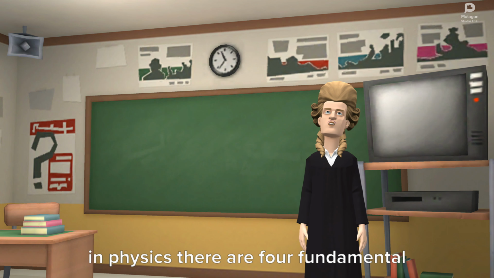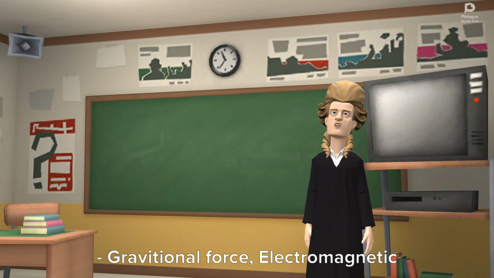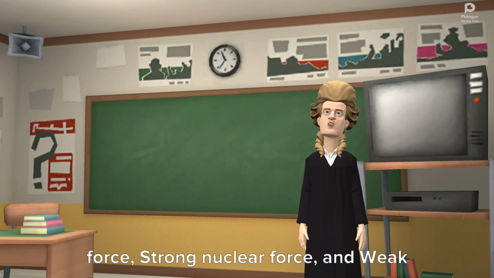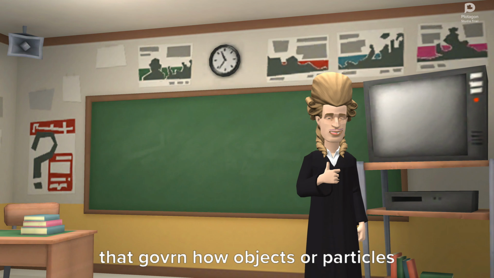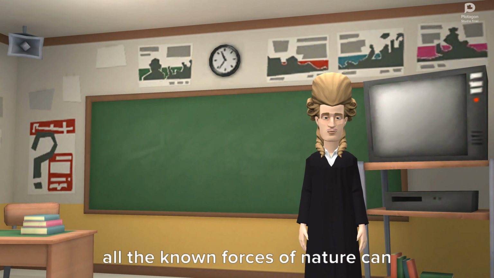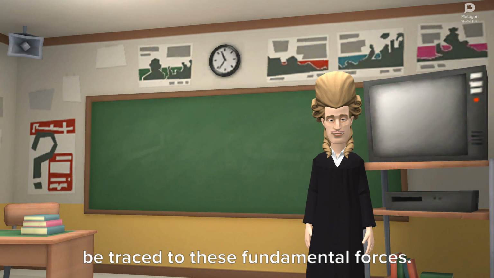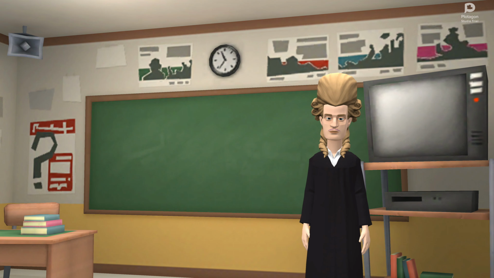In physics there are four fundamental forces: gravitational force, electromagnetic force, strong nuclear force, and weak nuclear force, that govern how objects or particles decay. All the known forces of nature can be traced to these fundamental forces.